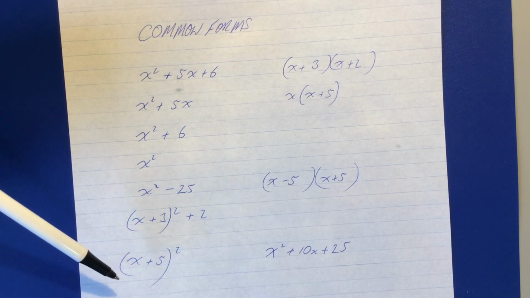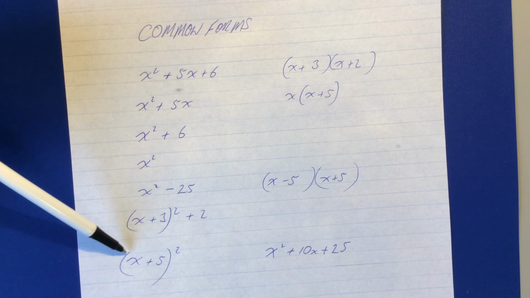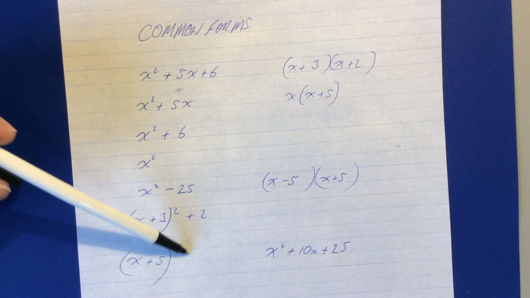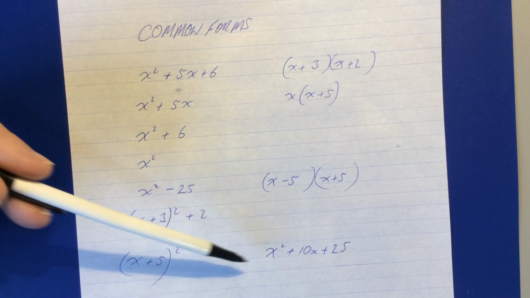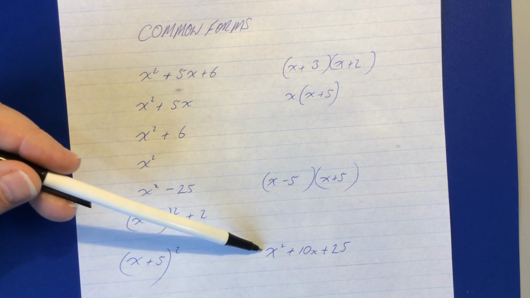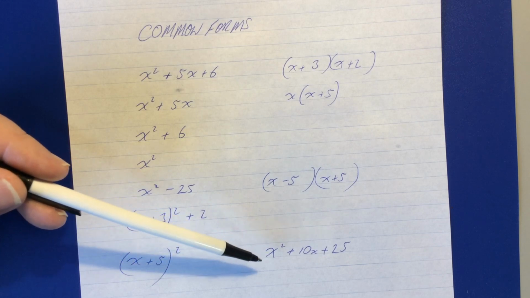The perfect squares are recognizable because in their factorized form they look like this. This is the expanded form of a perfect square, and again in another video we'll get into how you spot this.